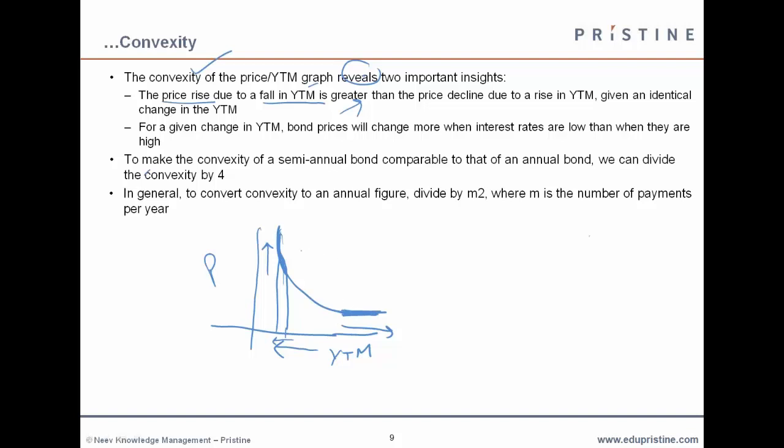It's flat on this side and it's exponentially going up on this side. So the rise of price is higher than the decline of price. Or you can also say that for a given change in YTM, there is a higher change in price when the interest rates are reduced than when they are increased.